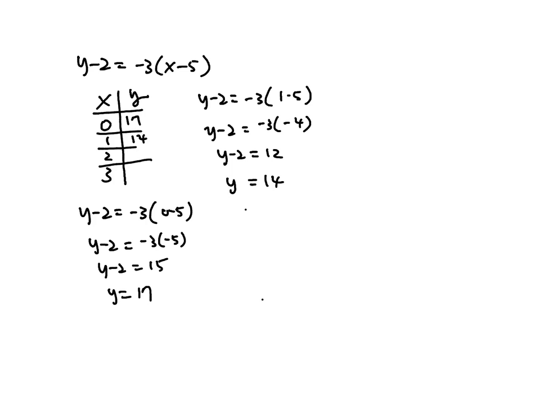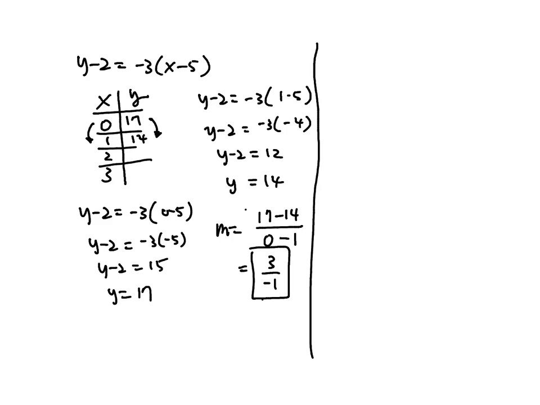Okay, I got my 2 points. I'm just going to go ahead and use my slope formula. So I have slope equals 17 minus 14 over 0 minus 1. Right? 17 minus 14 over 0 minus 1. I'm consistent. This is 3 over -1, and that is my slope. Okay, my slope right there.